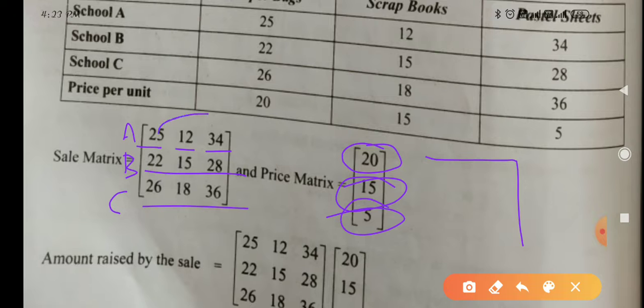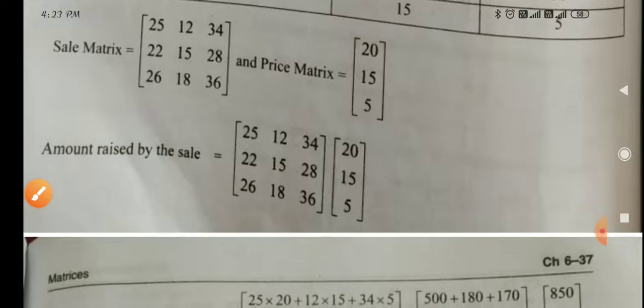So 25 will be multiplied by 20, 12 will be multiplied by 15 and 34 will be multiplied by 5. For one paper bag the cost is 20, so for 25 paper bags, 25 into 20. For one scrapbook the cost is 15, then for 12 scrapbooks, 12 into 15 will come. And for one pastel sheet the cost is 5, so for 34 pastel sheets, 5 into 34 will come. So the total amount raised by school A will come.